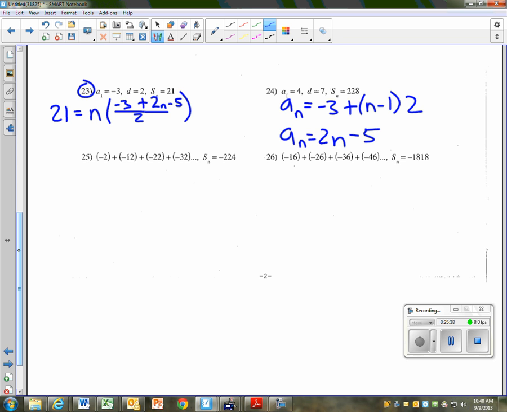Now, what should I do with that n out front? Distribute through. Oh, yeah, we'll combine what's on the inside first. 21 is equal to n times 2n minus 8 divided by 2. Do the 2n and the 8 divide by 2? Yep, so I get 21 is equal to n times n minus 4. So 21 is equal to n squared minus 4n. How do I solve that?